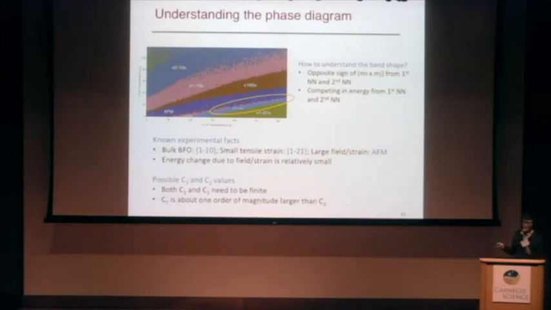These two, we treat them as parameters. So that's why we change C1 and C2 and see which area may give us a good explanation for the experimental result. So they are not fitted by DFT or anything. It's just parameters.